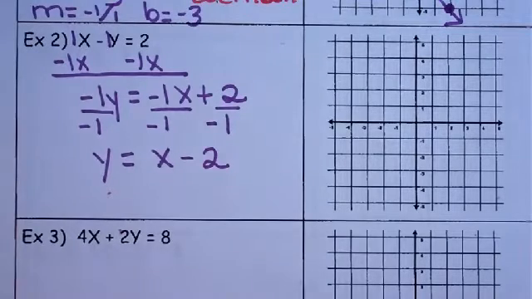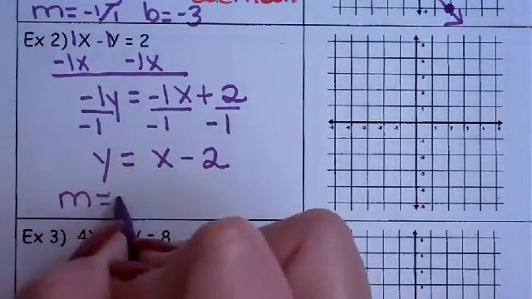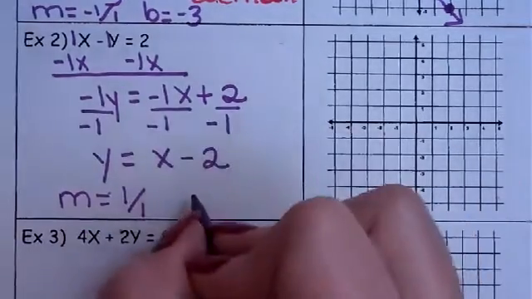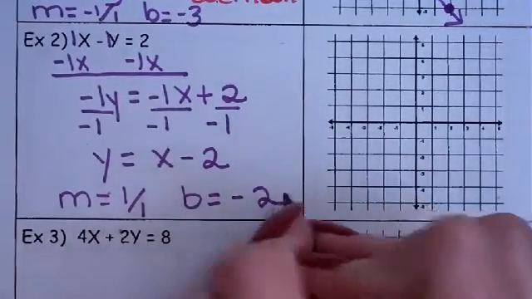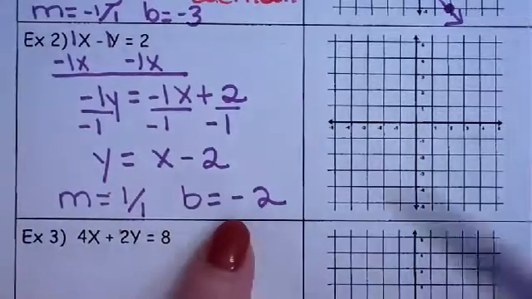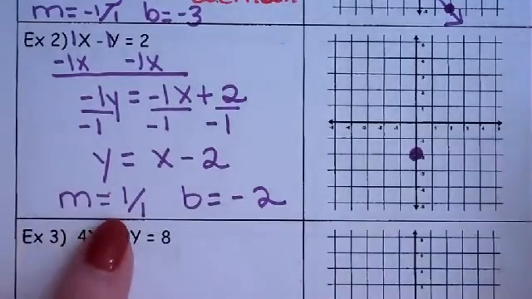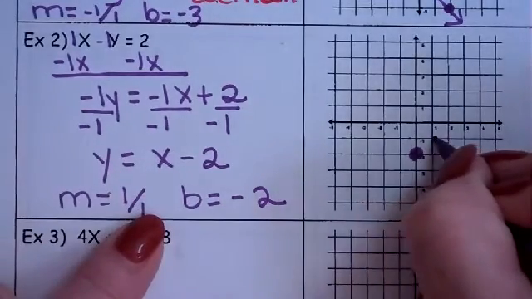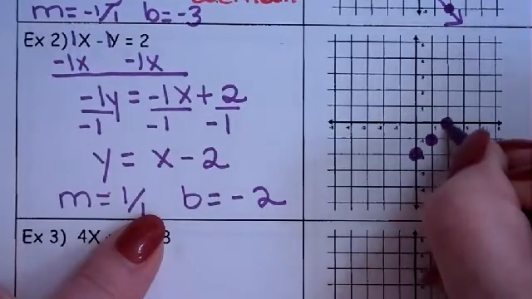Okay? Now, my slope is the number in front of the x, which is 1. Make it a ratio, 1 over 1. My b is my constant, and since it's minus 2, it's going to be negative 2. Okay, so now I'm going to go over here and I'm going to start my graph at negative 2. My slope is 1 over 1, so that means up 1, right 1. So up 1, right 1, up 1, right 1, just like that.